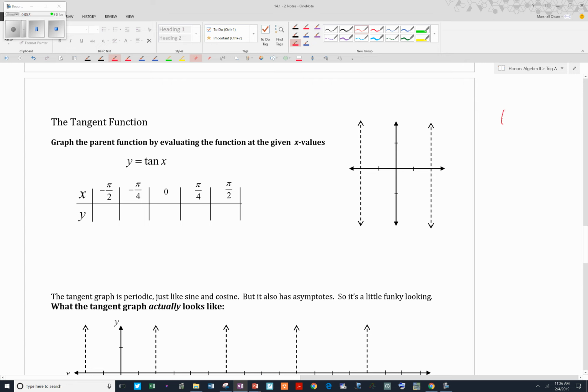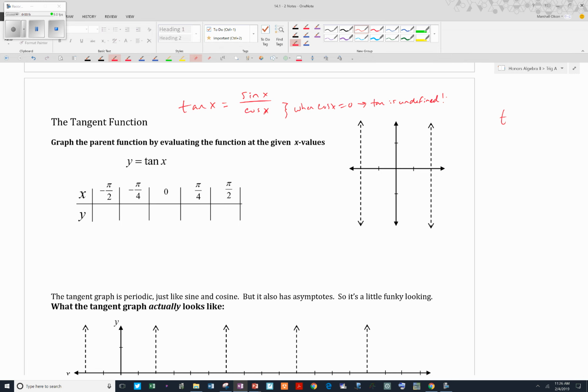So remember, a couple of things to remember: tangent is sine over cosine. So where cosine equals 0, tangent is going to be undefined. So anywhere that we have cosine equaling 0, we're going to have asymptotes on our tangent graph.